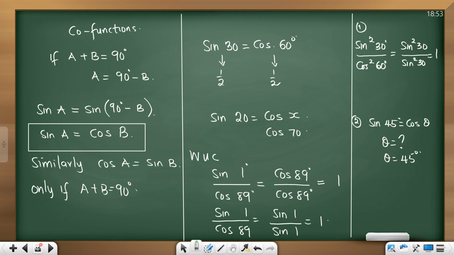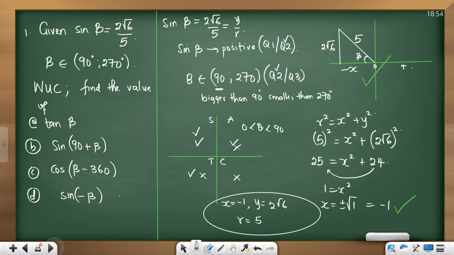If A plus B equals 90, then I can say sine A is the same as cos B. And we did well last week, if you remember. Sine 20 is the same as cos 70. The sine changes to cos. Why? 70 plus 20 is 90. Oh, look at this example. Sine 1 is the same as cos 89. 1 plus 89 would give me 90. So I can change from sine to cos. Alright? Cos 89. I don't know if that makes sense.